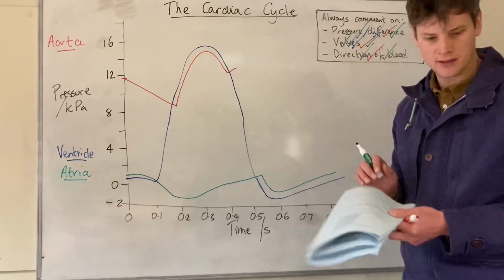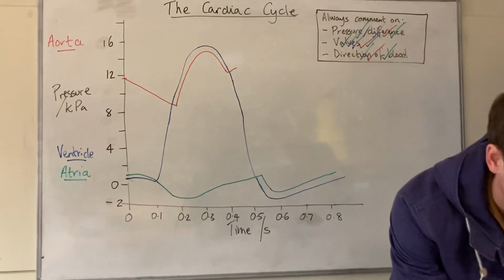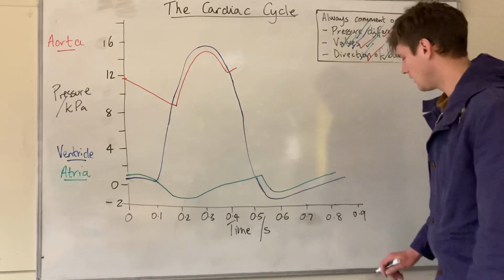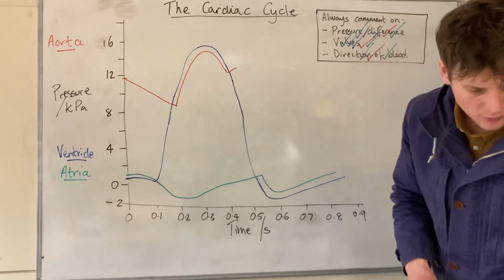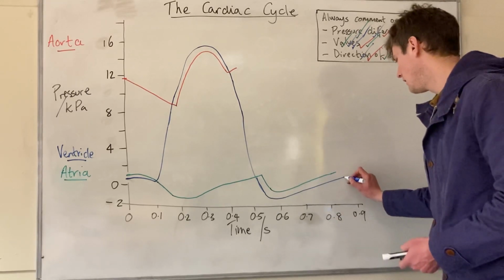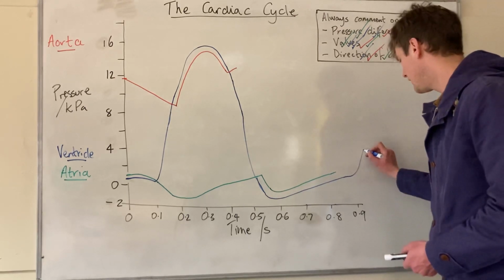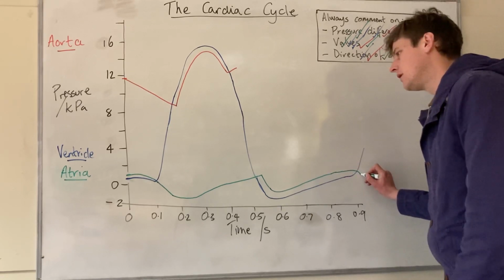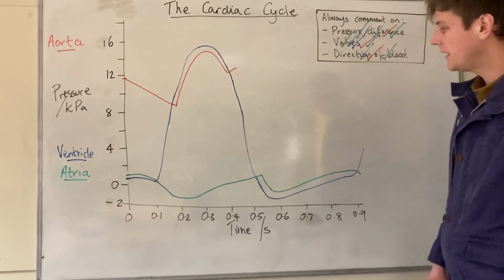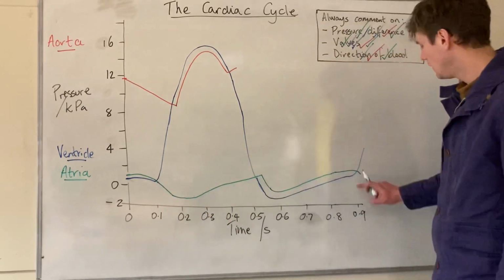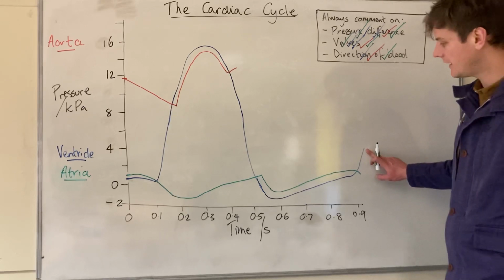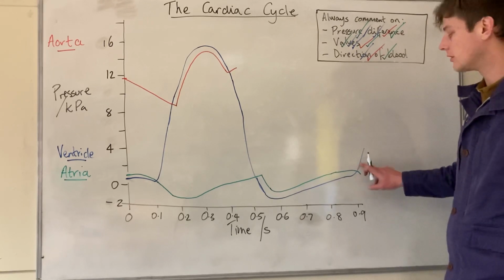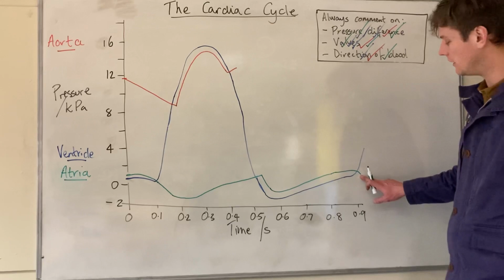And actually, if we add another 0.1 of a second, so maybe up to 0.9 on our graph here, we will see that at 0.9 we get a repeat of what's happened at 0.1, where the pressure in the ventricle has increased again due to ventricular systole. Pressure in the ventricle then exceeds, is greater than, the pressure in the atria.